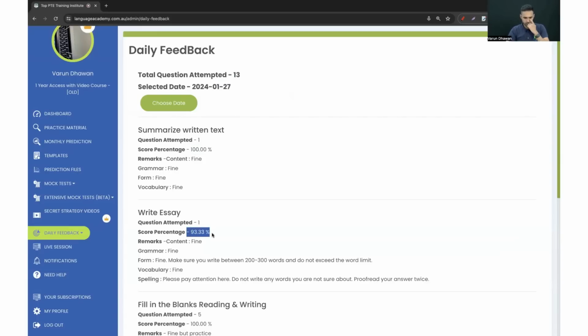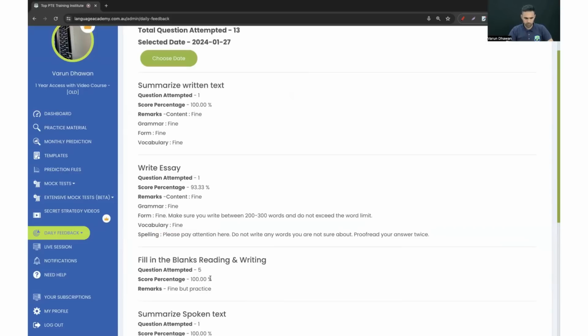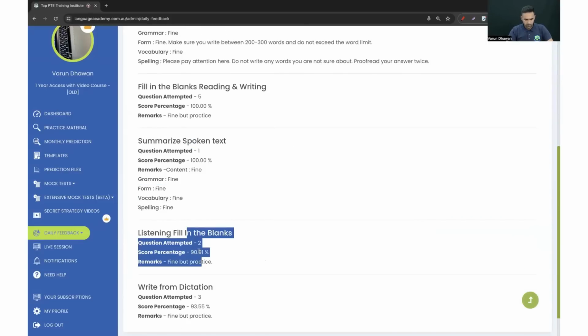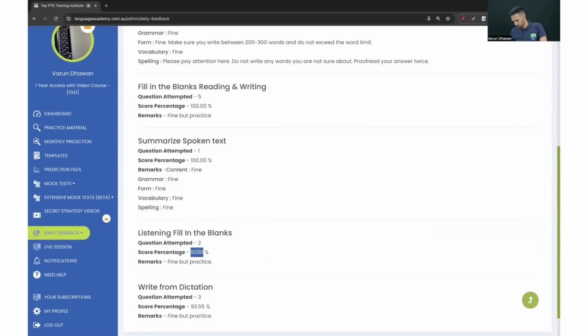Essay 93%. I think we had a few spelling mistakes. Reading, writing blanks. Thank God everything was right. Summarized spoken text was right. Listening, fill in the blanks. I think one spelling mistake. Which one was it? Maybe permission or something I went wrong with, or accused I got wrong with. And write from dictation is 93%, which I believe I missed out one word, 1 or 2 words maximum. But once the result is out, I'll share it with you guys as well.